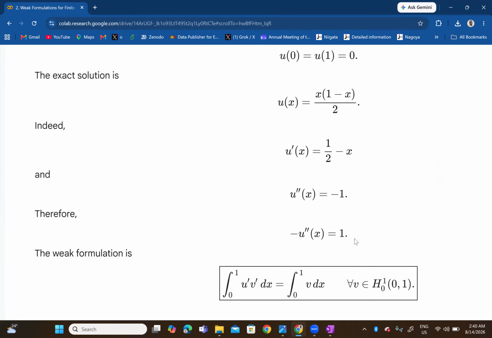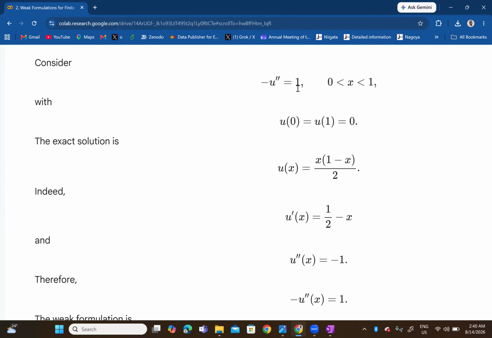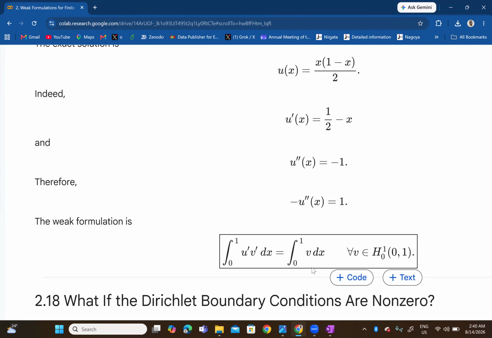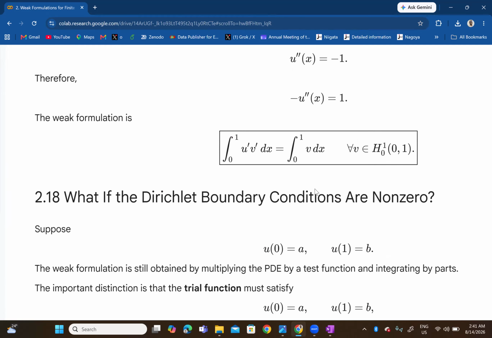But then the weak formulation will simply be the integral from 0 to 1 of u prime v prime dx, and that is equal to the integral from 0 to 1 of f v dx. Since f has been given as 1 here, this is simply v dx. And that holds for every v belonging to the Sobolev space H0 1 on the domain 0 to 1. So this is the weak formulation for that kind of situation.